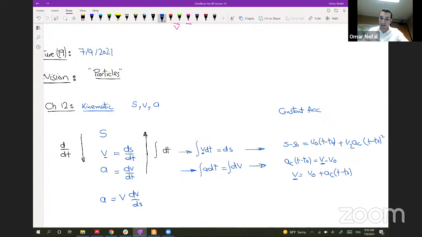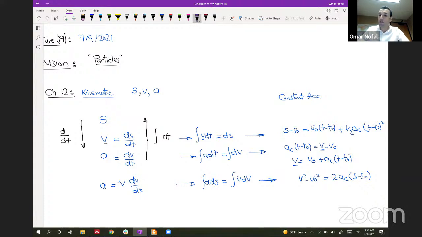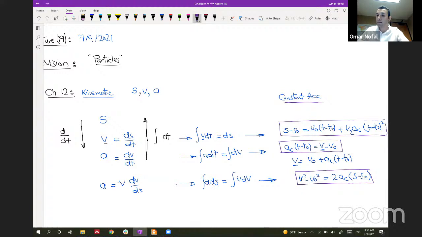And if you integrate a with respect to ds, it should give you the integration of v dv. This gives a final equation: v squared minus v naught squared is equal to 2 a constant times (s minus s naught). So these are the three equations for constant acceleration: this is the first one, this is the second one, and this is the third one. All of these equations are in your equation sheet, and they are only applicable if you have constant acceleration.